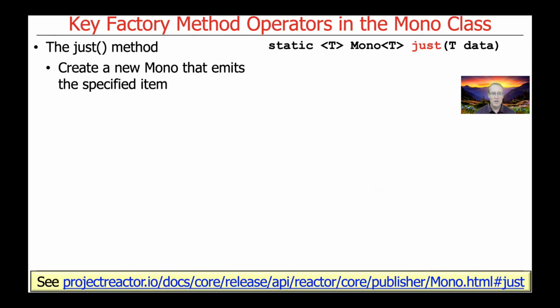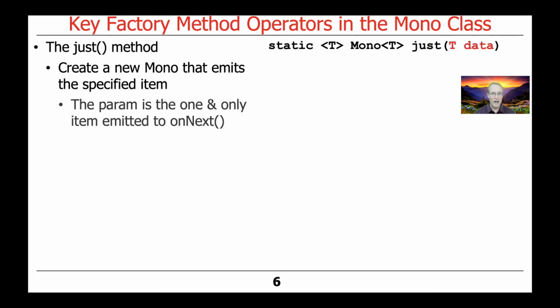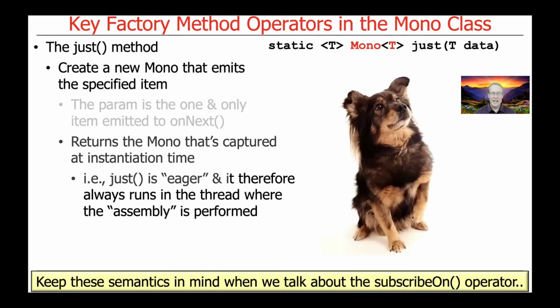The just method is used to create a new Mono that emits the specified item. This item is passed as the one and only parameter to the just method. You can see here that there's a parameter of type T that's passed to just. Just returns the Mono that's captured at instantiation time. So what that means is that just is a so-called eager operator, and therefore it always runs in the thread of control where the assembly is being performed.